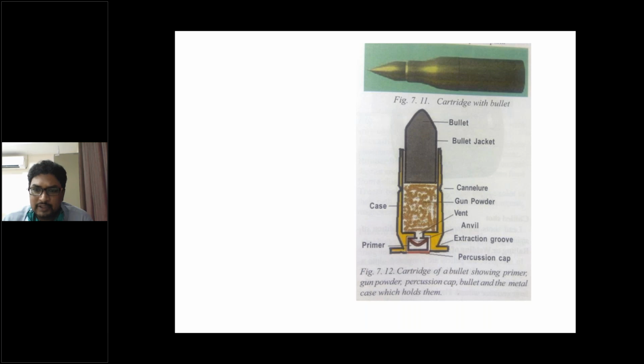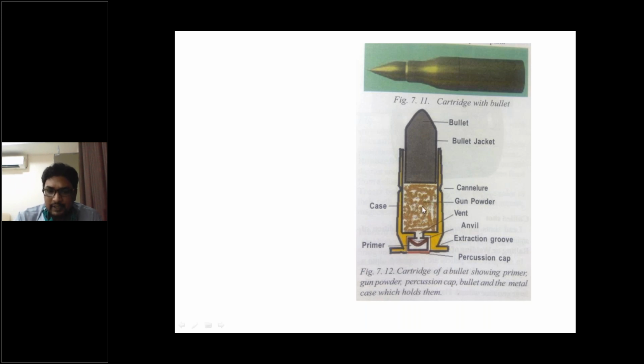So the primer is a chemical composition which has some potassium nitrate. We will see the composition of the primer later. The primer will create a spark when it is hit mechanically, and whenever the spark is produced, it will ignite the gunpowder which is present inside. You can see the gunpowder in brownish color.